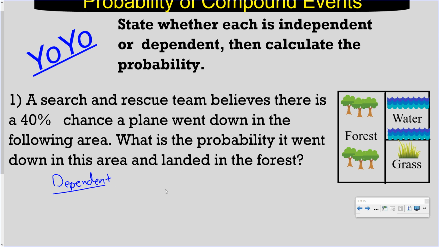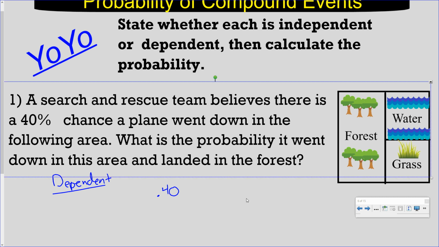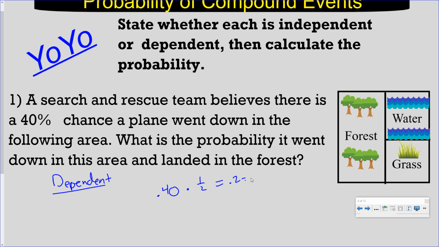Has to be dependent, right? Because there's a 40% chance it even landed there first. Because if it doesn't land in this square, it landed somewhere else in the world, and I have no idea what percentage of the world is forest. So we assume that it definitely landed here. That makes it dependent. Then, 40% that it even lands in this big square. What are the chances it landed in the forest? Well, the forest appears to be half of the square. So it's 0.4 times half, 0.4 times 0.5. We're going to get 0.2, or 20%. So, if there's a 40% chance that it landed in this little map, and then half of the map is forest, overall, the chances that the plane landed in the forest is 20%.